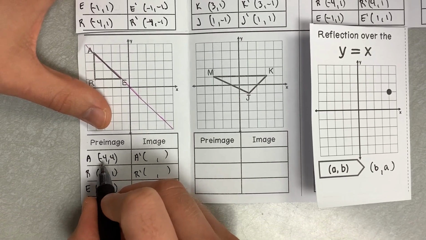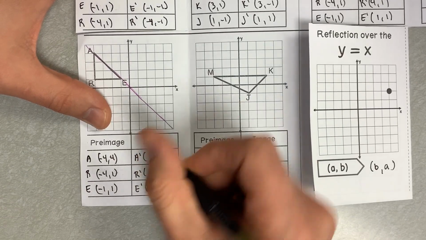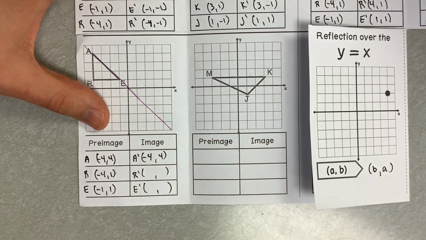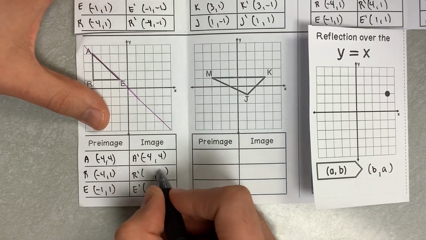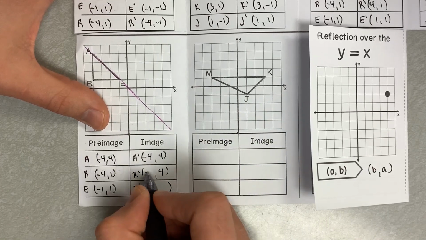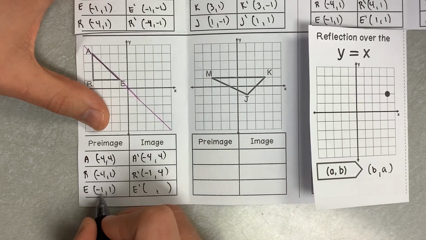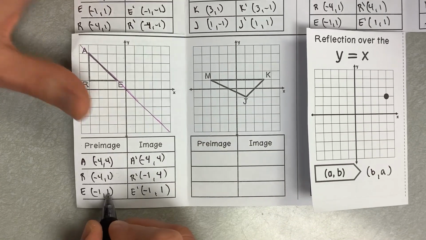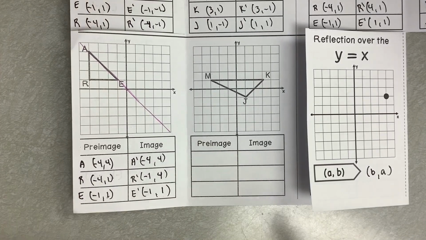So this -4 now goes to the back and it becomes +4. This +4 goes to the front and becomes -4. R, -4 goes to the back, becomes positive. 1 goes to the front, becomes negative. E, 1 goes to the back, becomes positive. This one goes to the front, becomes negative. And again, I'm just taking the opposite signs of what they are originally and just changing it up.